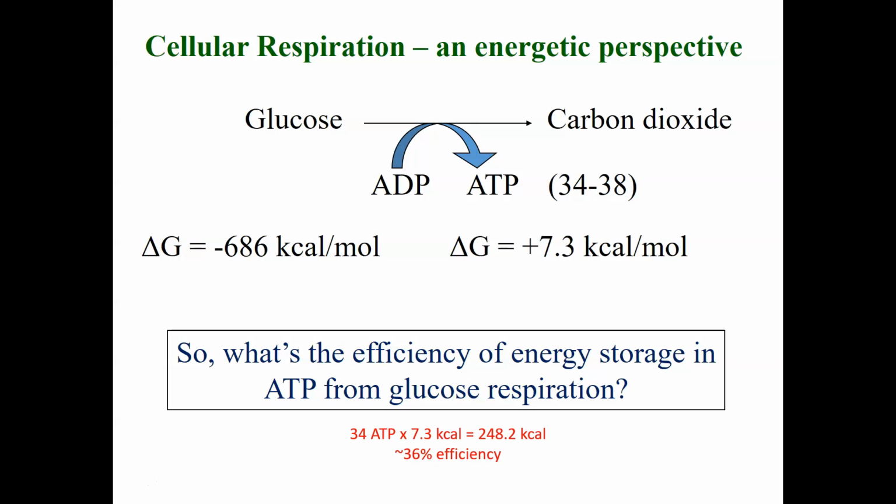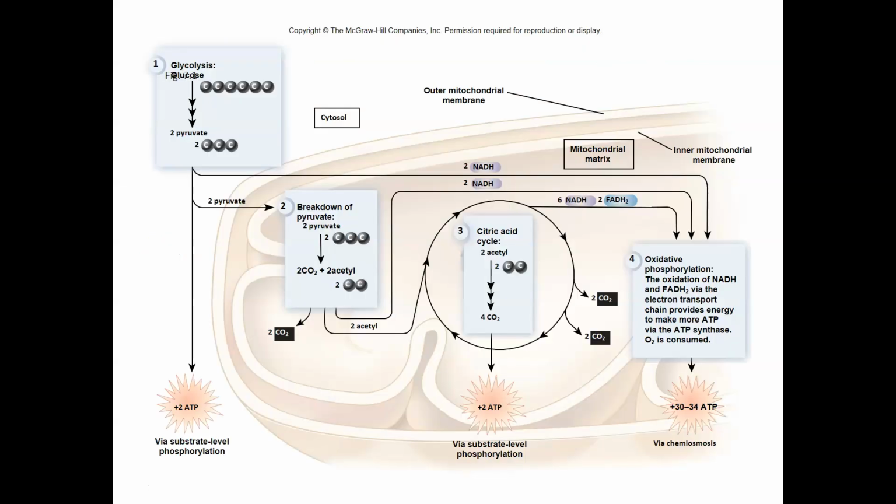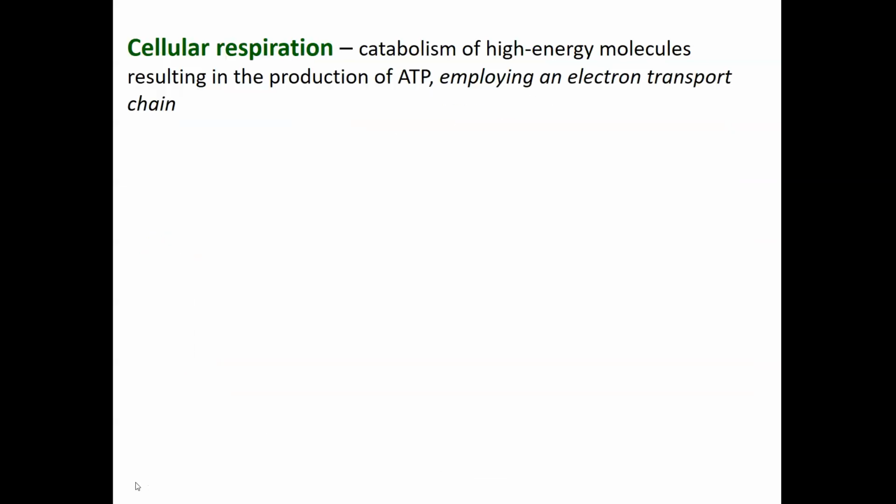So if you did your math right, we are generating 248.2 kcals per mole. And so it's almost 40% efficient, which is actually not bad. So even though a decent amount of the energy as we're breaking down glucose is lost to the universe, we are able to harness some of that energy that we can then use to drive other endergonic reactions in the body.